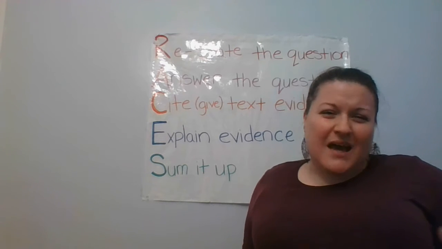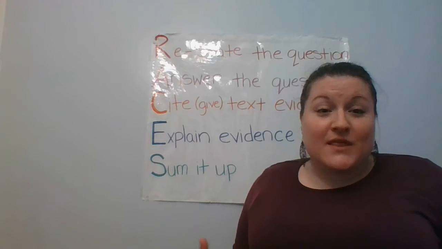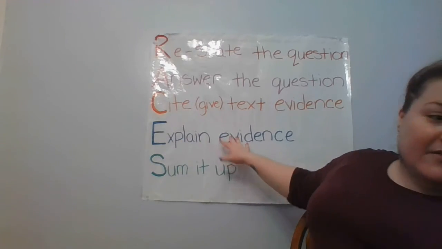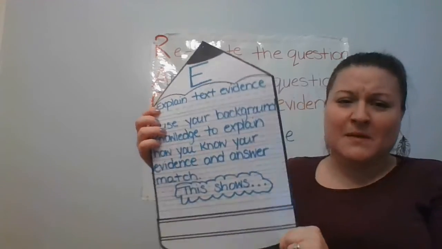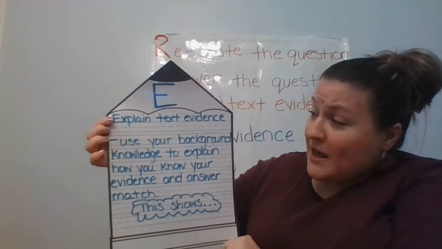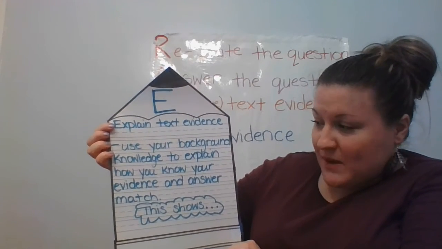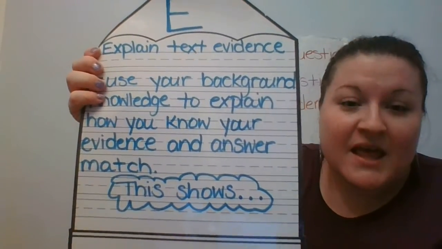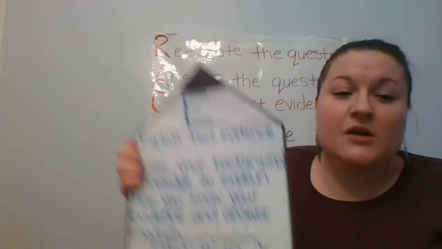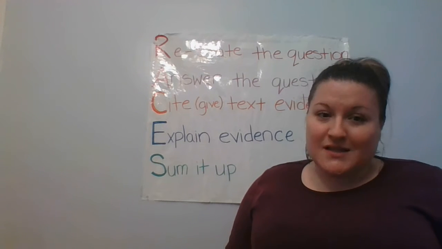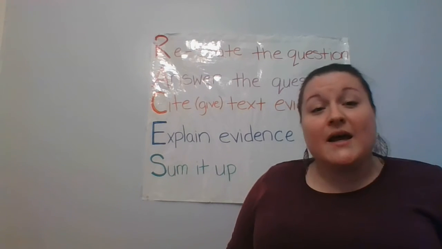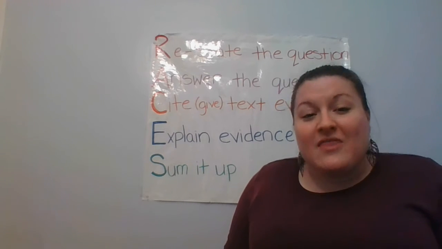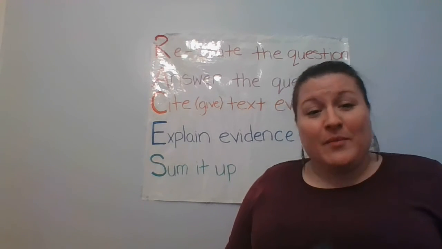After I give my evidence, I want to show how I know that that answer is correct. So I show that by explaining my evidence. When I explain my evidence, I use my background knowledge to explain how my evidence and my answer match. And I use the starter sentence, this shows. So this shows the character is sad because I know when people are sad, sometimes they cry onto things like shoulders or pillows, and they also sniffle a little bit after they're sad.